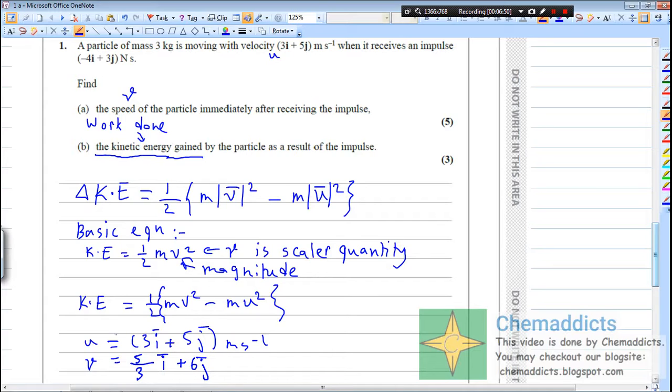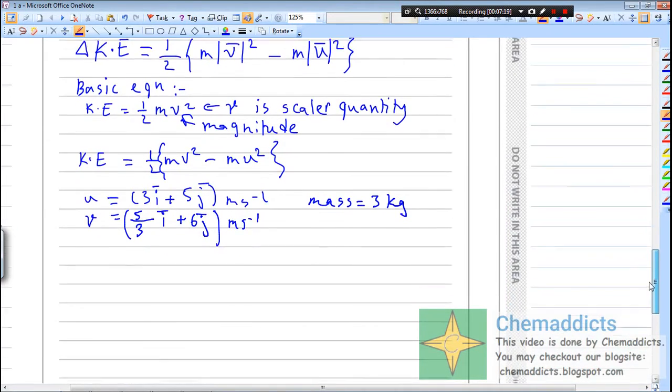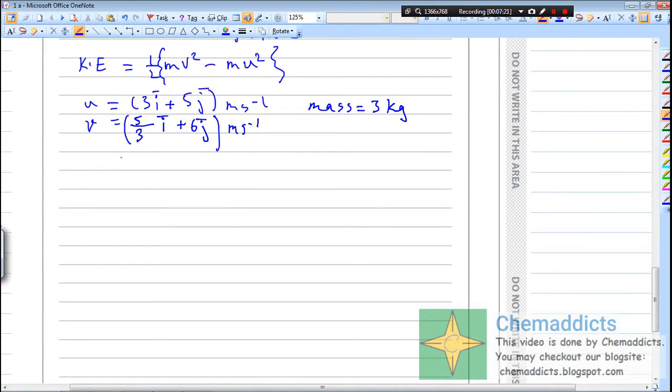Okay, so this is the value for initial velocity, and this is the value for final velocity that we have found earlier. What else do we need here? Here we need mass. The mass is 3 kg. Since it is a scalar quantity, we don't need to find the magnitude. It is already a magnitude. Well, let's get back to the calculation.